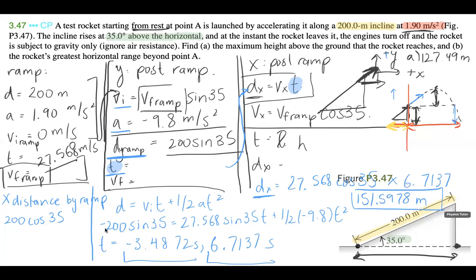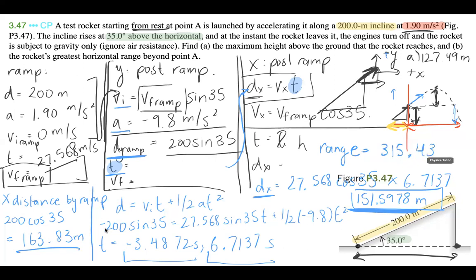Okay, perfect. And this 200 cos 35 is 163.83 meters. Because we want this distance range beyond A, we have to add these both together. When we do that, what we get is 315.43 meters. So that's our range. That's our answer for part B.